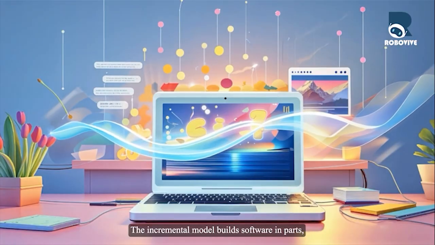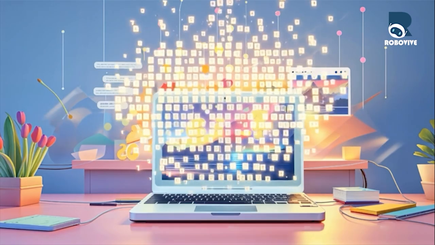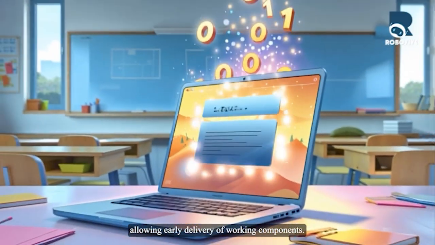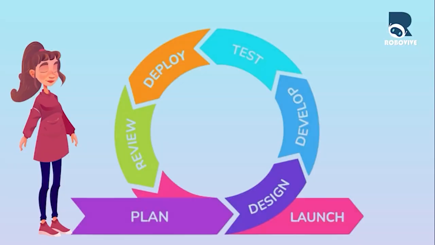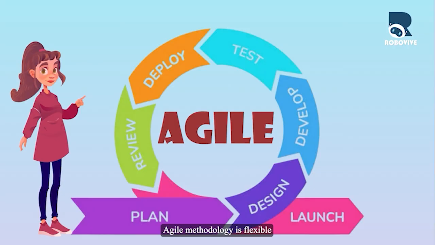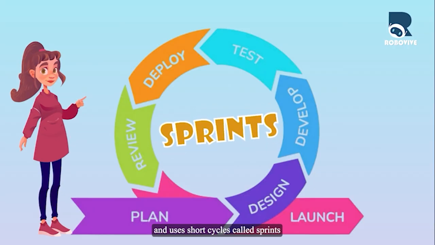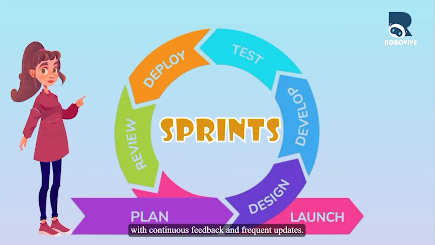The incremental model builds software in parts, allowing early delivery of working components. Agile methodology is flexible and uses short cycles called sprints, with continuous feedback and frequent updates.